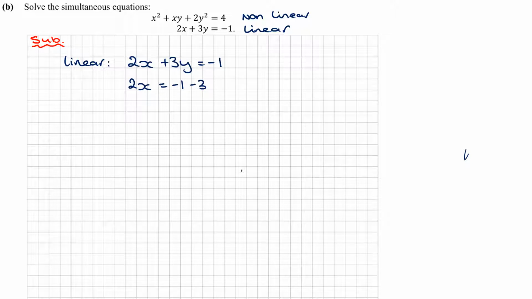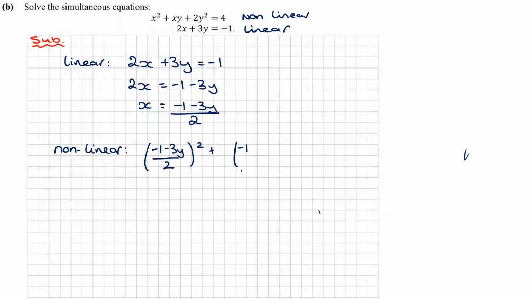I'm going to isolate x because it's slightly easier to sub in x than y. Now, very slightly. So x is equal to minus 1 minus 3y all over 2. Now, we go to our nonlinear and we sub in that value of x. So our nonlinear is going to be minus 1 minus 3y over 2, all to be squared, plus minus 1 minus 3y over 2 times y, plus 2y squared equals 4. So we've got a little bit of work to do here.